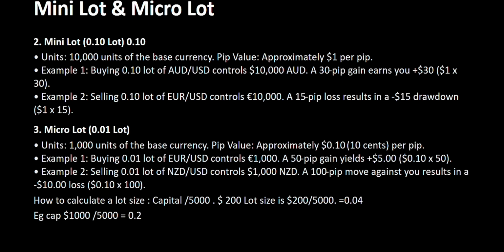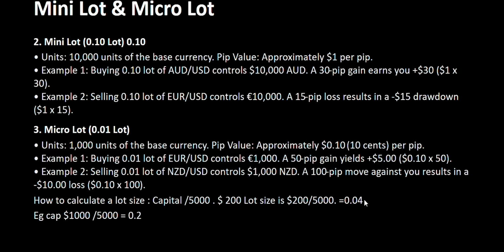So for example, capital is the money you funded your account with. If you have capital, lot size is capital divided by 5,000. 5,000 is constant. Your capital, any amount at all, can be 1,000, 2,500, or 200. Here we use 200 as an example. So the lot size is 200 divided by 5,000.